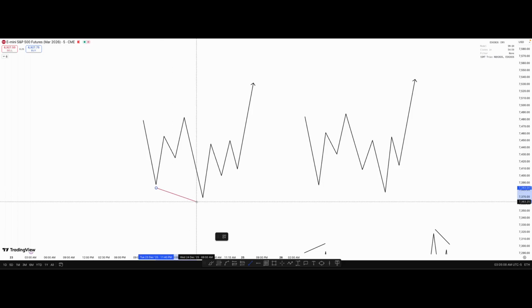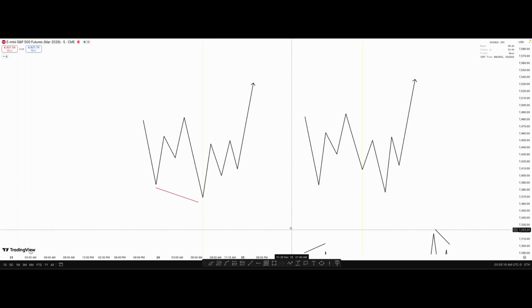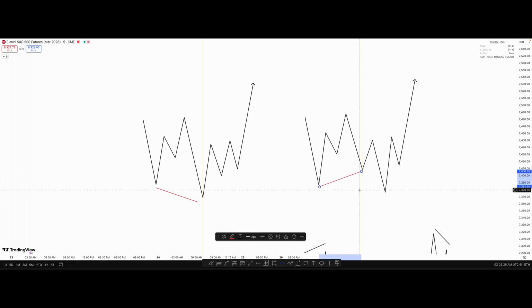This is the first stage. Do you see this low been taken out? I'll just draw a midline here. Right? This is the first stage. The low has been taken out here, right? In this one, the low has not been taken out. This is the first stage, isn't it?